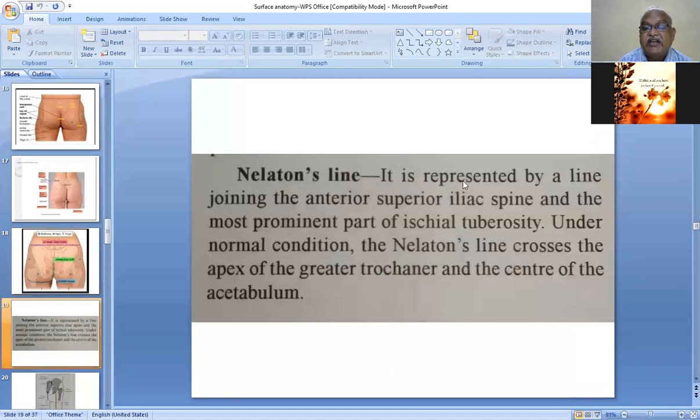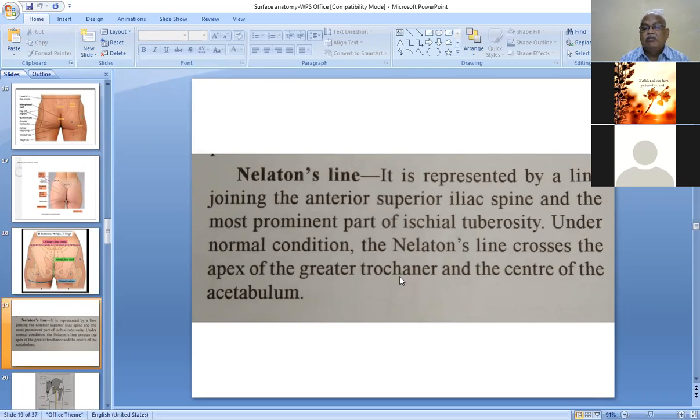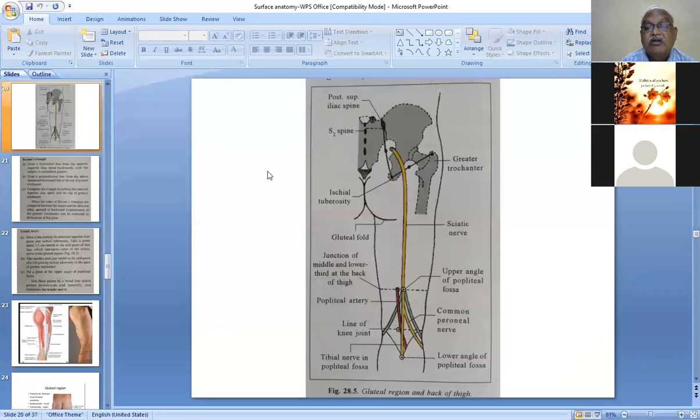Now, Nelaton's line. It is represented by a line joining the anterior superior iliac spine and the most prominent part of the ischial tuberosity. Under normal conditions, Nelaton's line crosses the apex of the greater trochanter and the center of the acetabulum. Nelaton's line is represented by a line joining the anterior superior iliac spine and the most prominent part of the ischial tuberosity.